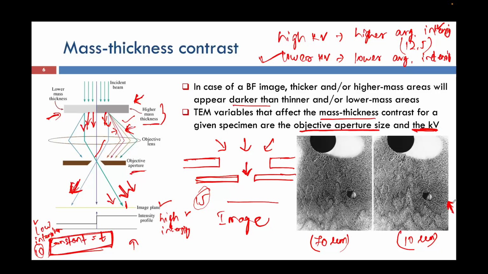So here you can see some of the features in this region. Some of the features in this region which you are not clearly able to distinguish, in this region you are able to distinguish those features, right? So this is a diagram showing how the objective aperture size can affect our mass thickness contrast.